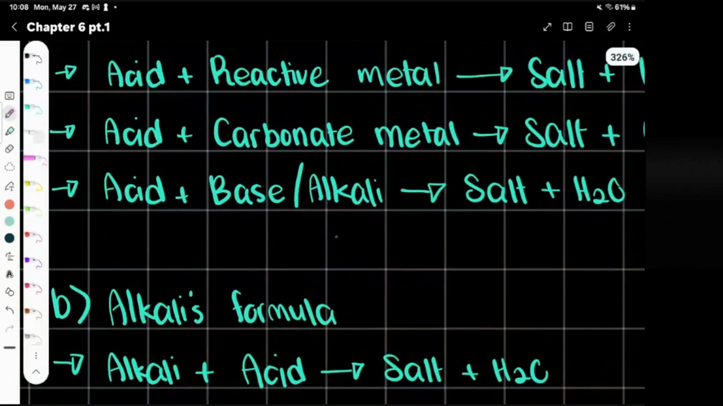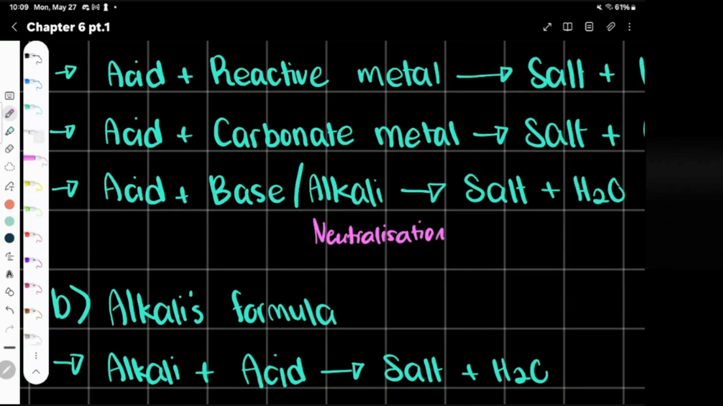This reaction is called neutralization. I thought I don't know how to spell it, but yeah, this is how you spell it. Neutralization, meaning you are neutralizing a pH level. For example, this will be H plus and this will be OH minus. You are neutralizing it, so it becomes zero. So that is the meaning of neutralization.